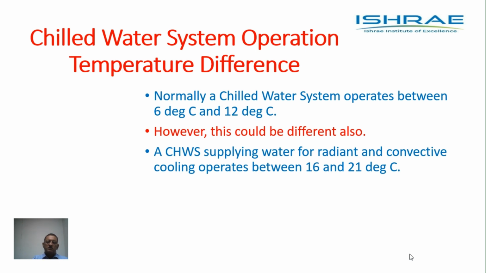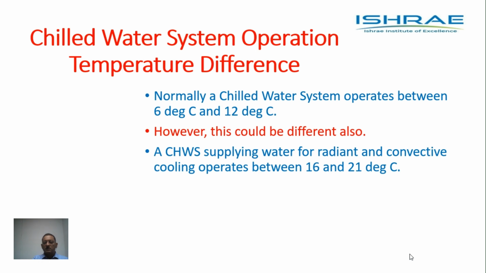There are chill water systems which work in a different temperature range. But in a chill water system, the starting temperature cannot be much below 6 degrees centigrade. Maybe it can become 5.5 or 5 degrees centigrade, but not below that. And chill water systems are also used for cooling using radiant and convective technologies, where water is made to flow through tubes and air will come in contact with that and get cooled.